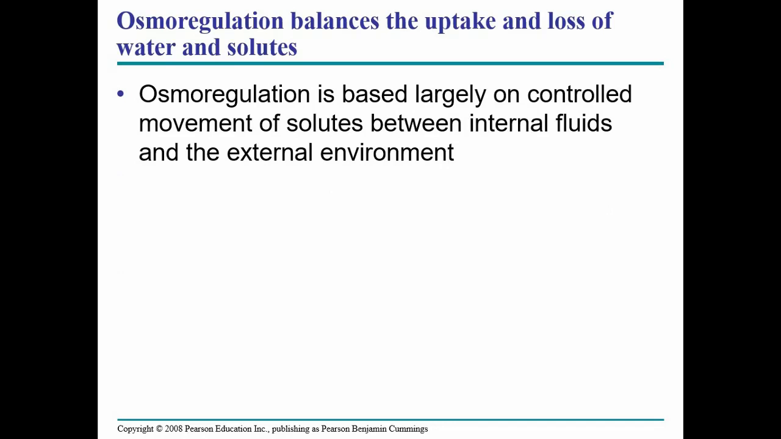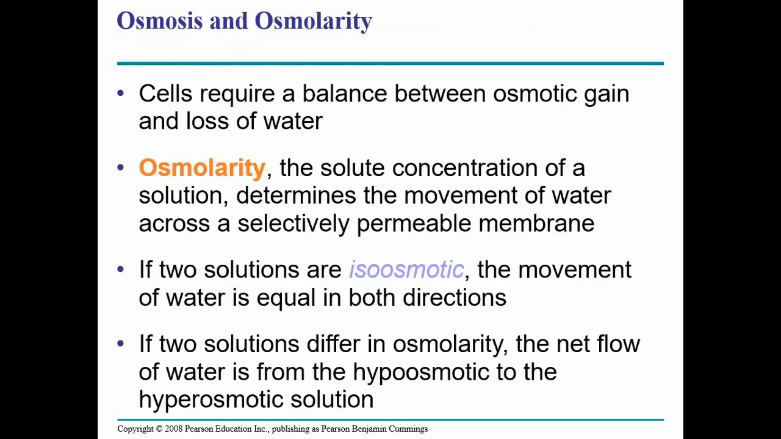Osmoregulation is based largely on the controlled movement of solutes between internal fluids and the external environment. Like I told you in the beginning, osmoregulation regulates the concentration between what is inside the body and what is outside the body. So now let's look closely at the level of cells. Cells require a balance between osmotic gain and loss of water. It means the water that goes inside and the water that goes outside must be in balance. Why? Because if something is imbalanced, the cell can go wrong and the metabolism will become a problem.